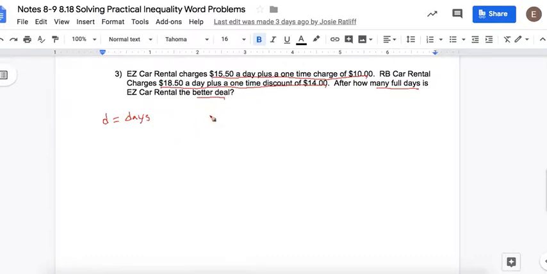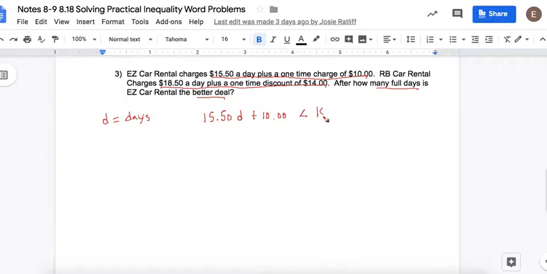So we know how much Easy Car Rental is: $15.50 a day plus a one-time, whoops, hold on one second. We want to do $15.50 a day, which means we would have to do $15.50 times the number of days plus a $10 charge. That's a one-time charge. Now we want to find the better deal. So we want to know when this is cheaper, right?